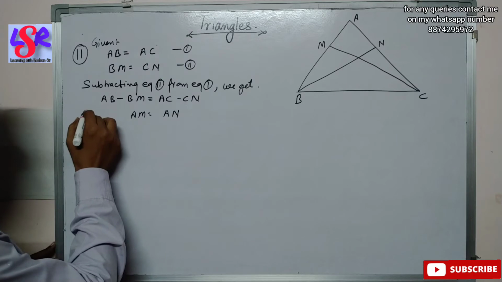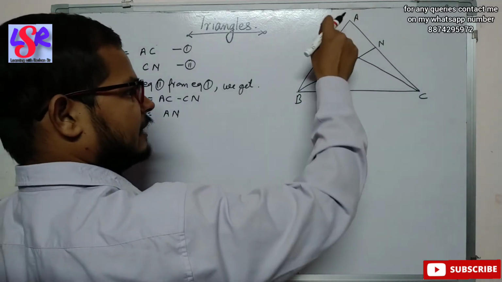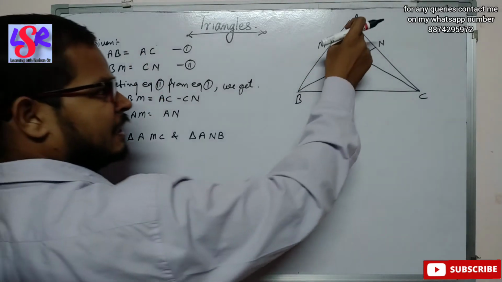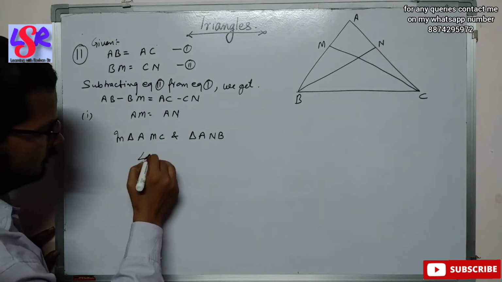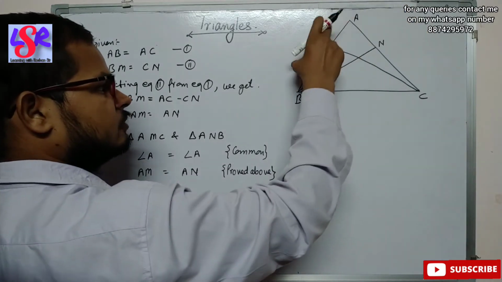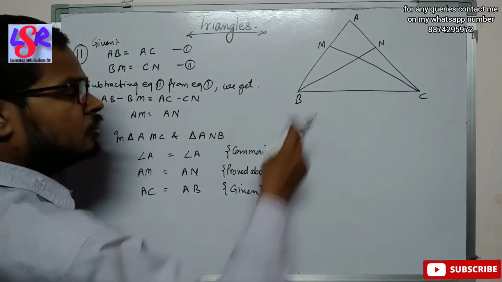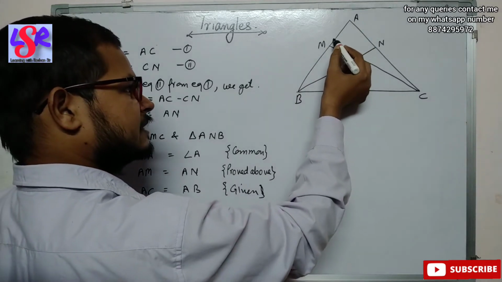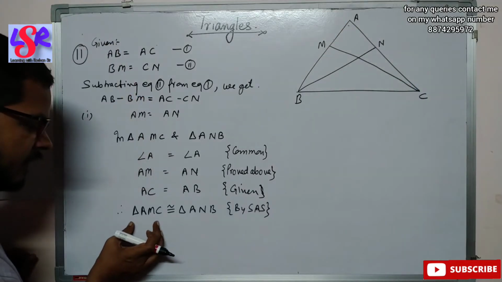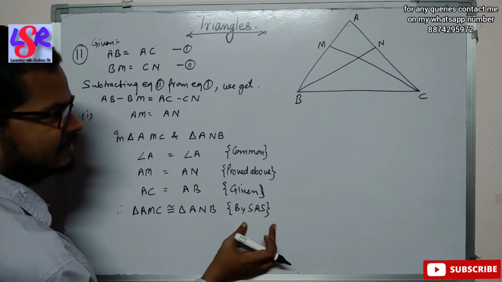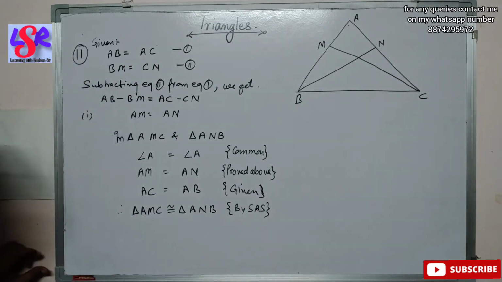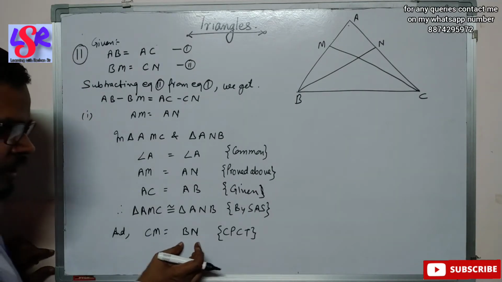Now this was your first part. In the second part, we have to prove triangle AMC is congruent to triangle ANB. So in triangle AMC and ANB, angle A is common in both of the triangles. So angle A equals angle A common. And AM equals AN, just proved. And AC equals AB, this was given to us. Now to prove these two triangles congruent, we have used this side, this angle, and this whole side. So it is SAS. Therefore, triangle AMC is congruent to triangle ANB by SAS. Now BN equals CM by CPCT as the corresponding parts of these two triangles. So here we got CM equals BN by CPCT.